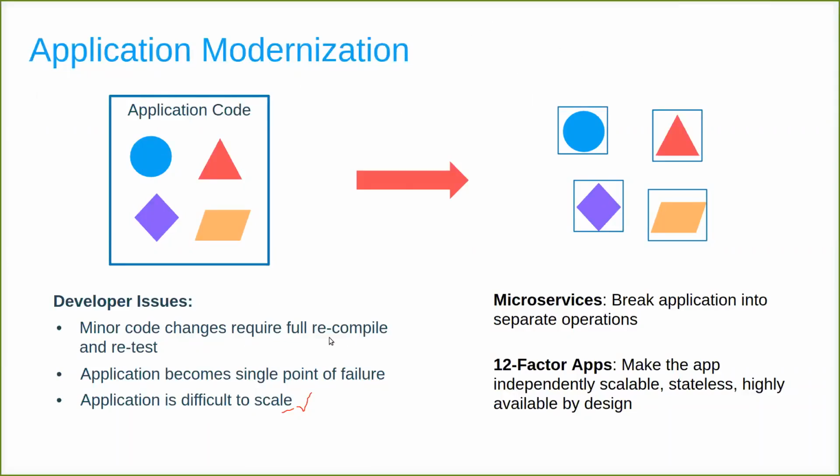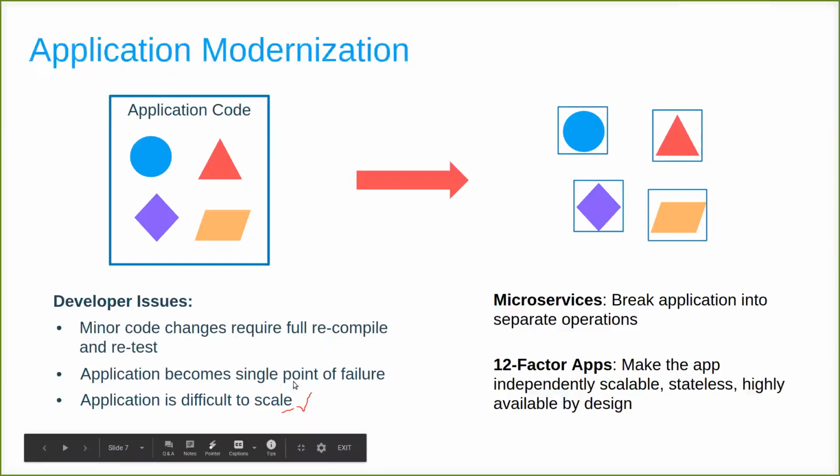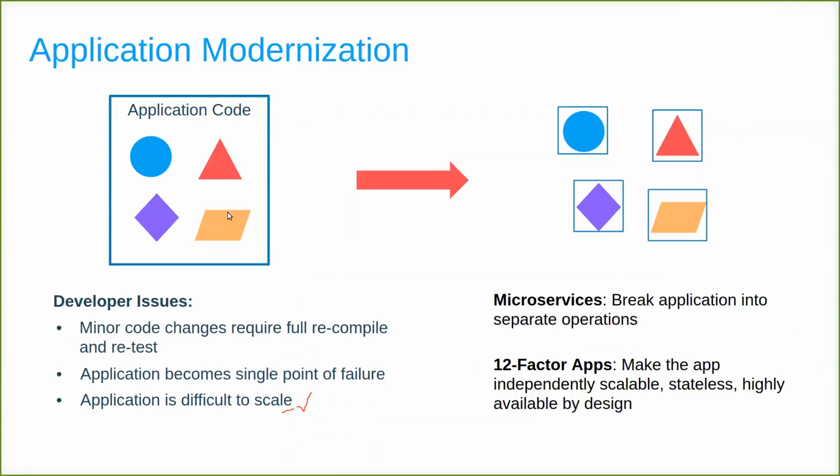Minor code changes require a full recompile and retest. Let's say if they have made changes in one of the components of the application, they have to deploy the whole application again. The application becomes a single point of failure, which means if one of the products inside this application is not working, the whole application becomes down.